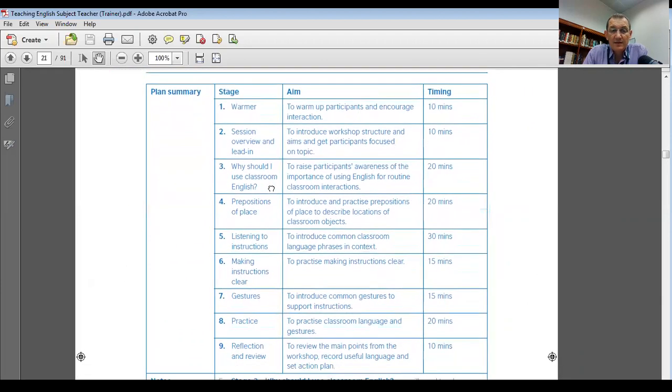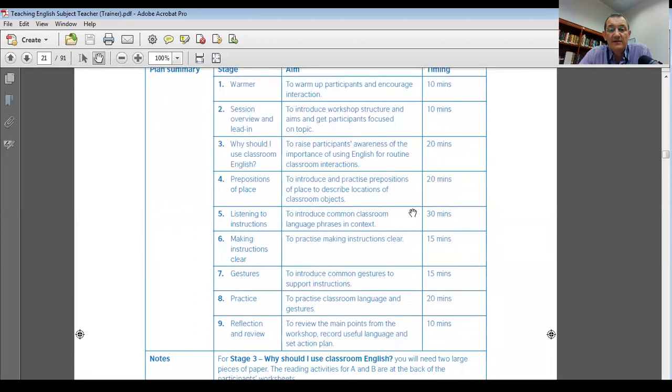The plan looks like this. It starts with a warmer, as always. So 10 minutes to get the participants back into the workshop atmosphere. Second stage is to introduce the structure and the aims, get the participants focused on the topic. So that's 10 minutes.